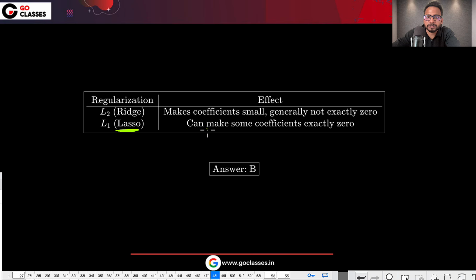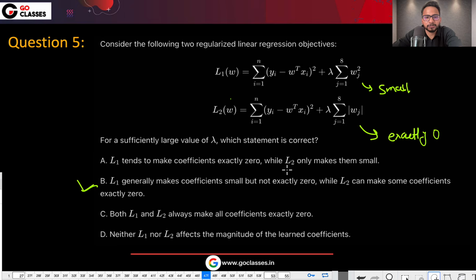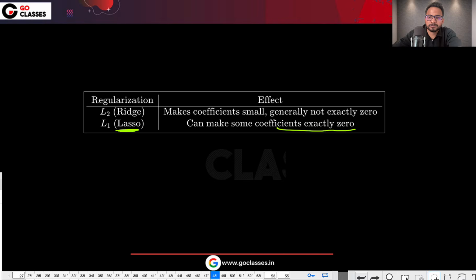So the L1 regularizer can make some coefficients exactly 0. Okay, so this is the regularizer name, not the loss function name. Sorry, the answer, actually this is a bit confusing. The answer is B only. Sorry, the answer is B only.